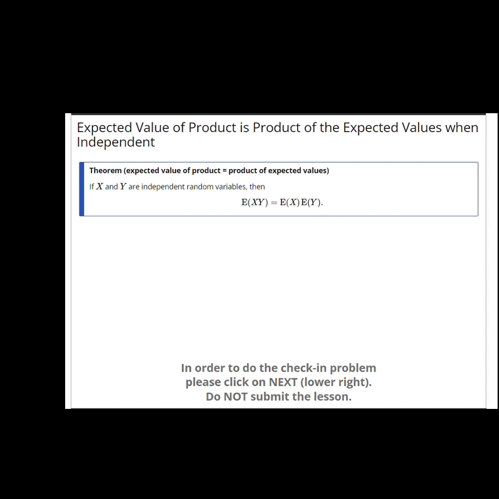The converse to this statement would state that if E of xy was E of x times E of y, then they would be independent. But that statement is false. It is in fact possible for two random variables to satisfy the condition that the expected value of the product is the product of the expected values, but nevertheless, those two random variables x and y are dependent. They're not independent, and we'll show a simple example of that in a little while.